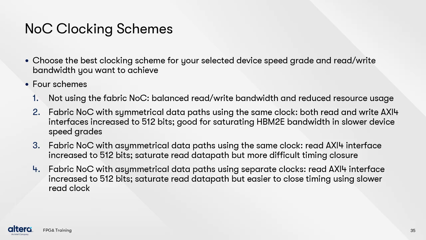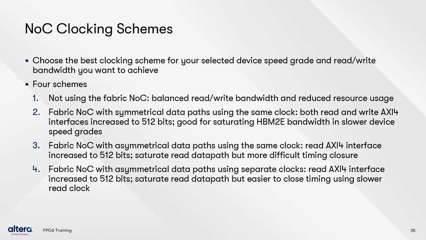The remaining options all make use of the fabric NoC by increasing either just the read data path to 512 bits, or increasing both read and write data paths to 512 bits. If both read and write paths are increased to 512 bits to enable the fabric NoC, the same clock is used for both. This is the symmetrical data path option. This option is good for saturating the HBM bandwidth on slower -2 and -3 devices, but it will of course use additional fabric resources to implement the fabric NoC.